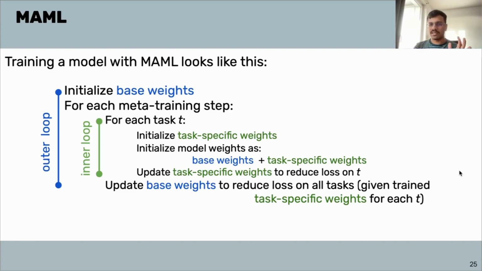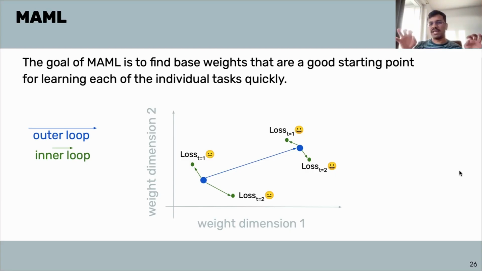So what this is doing in task space or weight space is that we're finding base weights that are a good starting point for learning each of the individual tasks quickly, right? So let's say initially the base weights were here, blue, right? These are, let's say, two weights in the network. We are plotting their values. And then for task one and for task two, we trained the task specific weights and we got some loss. And it's not that great because we are in a random part of the landscape and you can't really go too far, given a particular amount of training epochs, let's say.